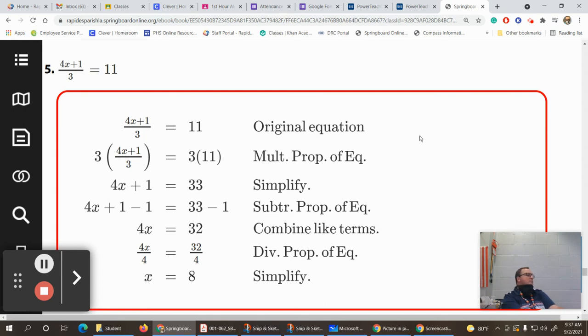I have a 4 being multiplied by the x. I undo it with division. So 4x divided by 4 equals 32 divided by 4, because I divide both sides by 4. That's the division property of equality. And I simplify to get my answer. My answer is x equals 8.